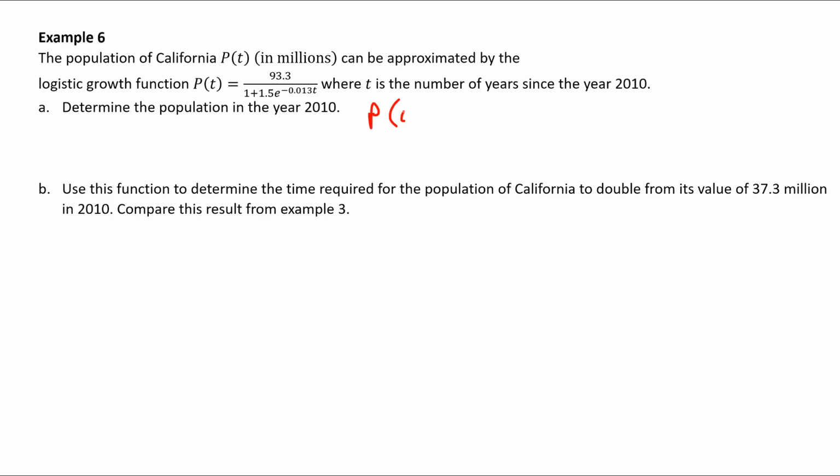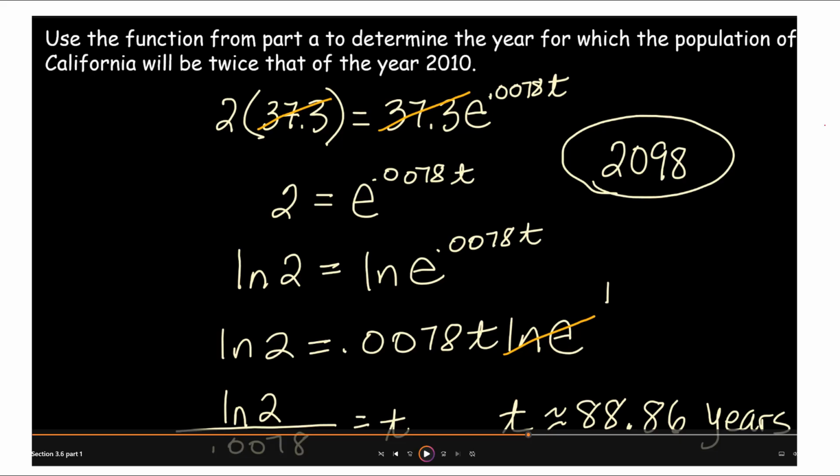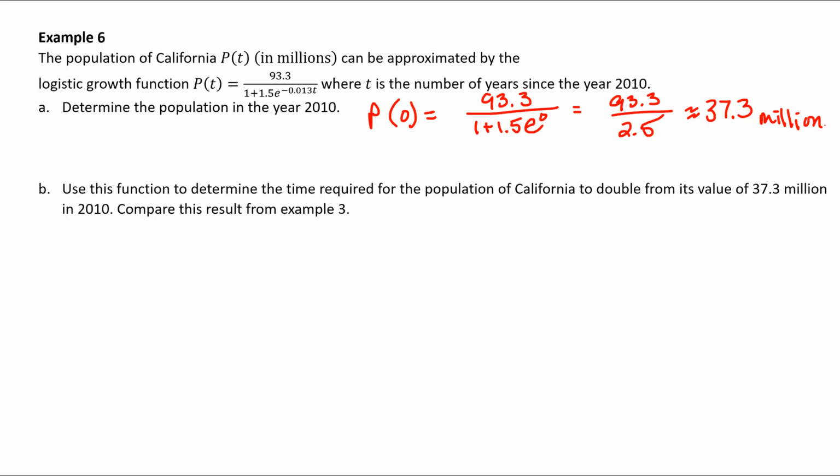So P of 0 is going to equal 93.3 over 1 plus 1.5 e to the negative 0.013 t, but t is 0, so we're going to just put a 0 there. And so it's just going to be 93.3 over 2.5. It's about 37.3 that you can see right there. We had 37.3 as the initial population. So it's the same problem, but we're using a different model.